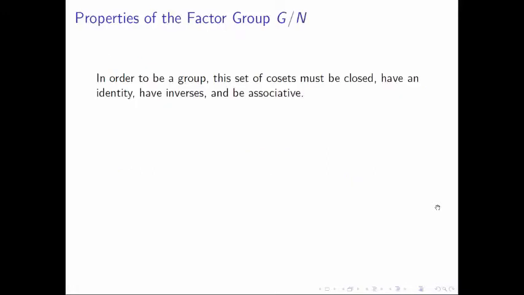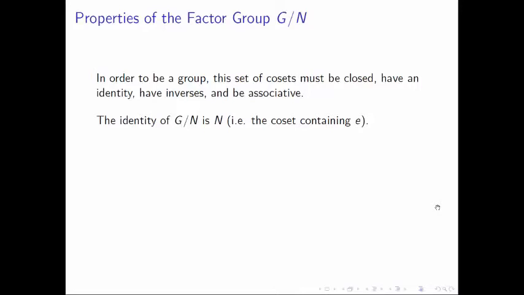Now, let's take a look at properties of the factor group. We're asserting that a factor group is in fact a group. In order to be a group, this set of cosets needs to be closed under the operation that we've defined. That seems sort of clear. We've defined the product of two cosets to be a coset, so closure seems free for us. But it should satisfy the other group axioms. It should have an identity, should have inverses, and the operation should be associative. The identity of G mod N is the subgroup N.